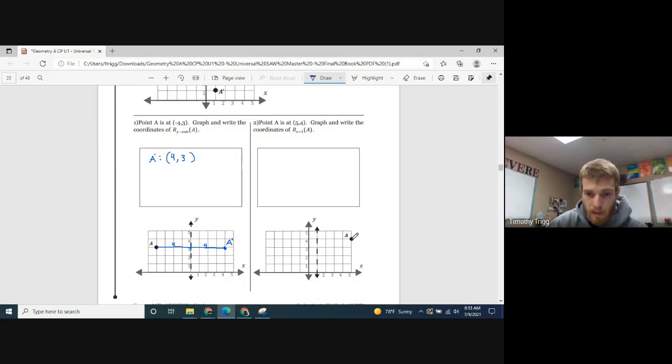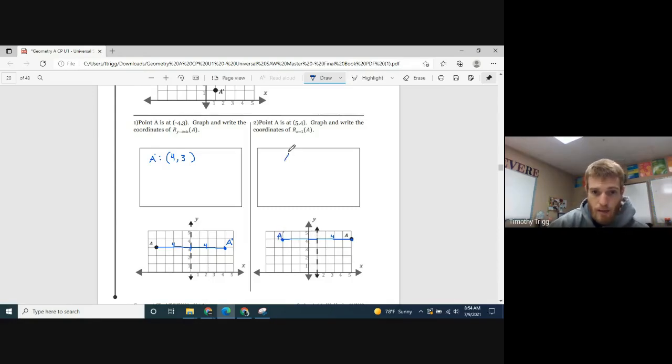So let's reflect this point, point A, across this dotted line, x equals 1. So how far is A, our pre-image, to the reflection line? 1, 2, 3, 4. Okay, 4 away again, same as over here. Now from the reflection line, we want to go 4 away in the opposite direction. 1, 2, 3, 4. So here's where A prime lives. So A prime is right there.